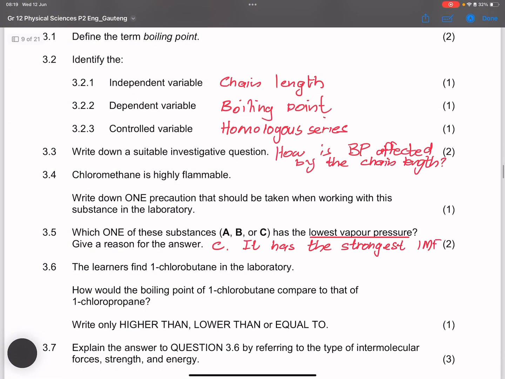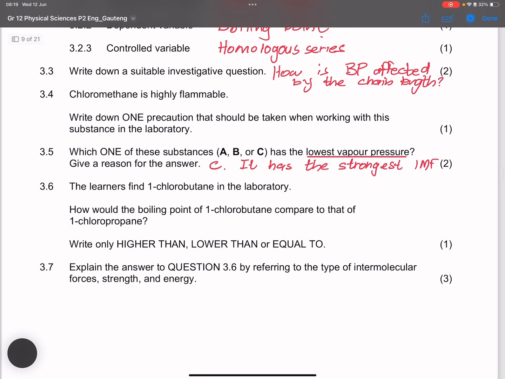Right, let's go to the next one. They say the learners find 1-chlorobutane in the laboratory. How would the boiling point of 1-chlorobutane compare to that of 1-chloropropane? Definitely it would have a higher boiling point. They said only higher than, lower than, or equal to. Definitely it would have a higher boiling point.